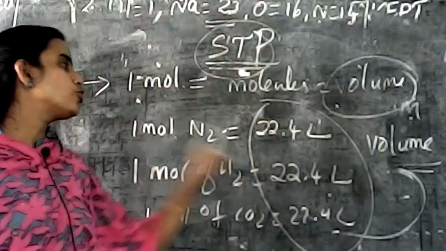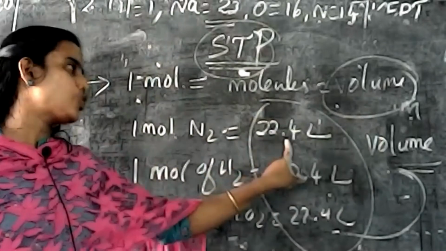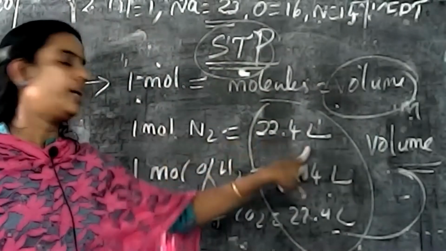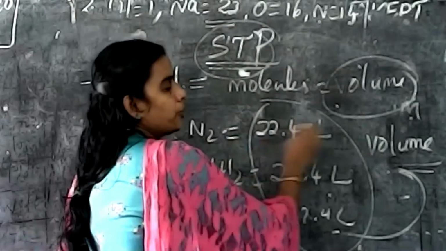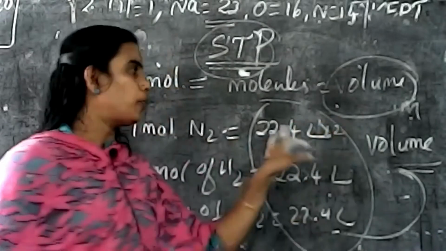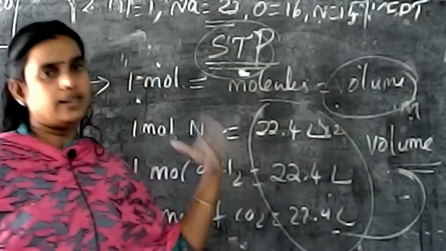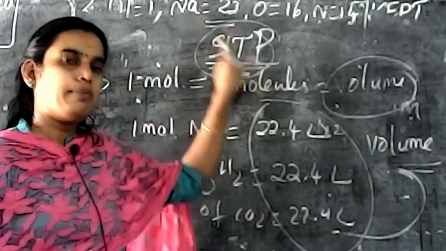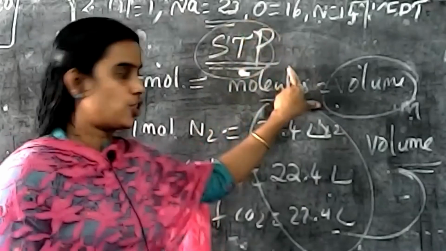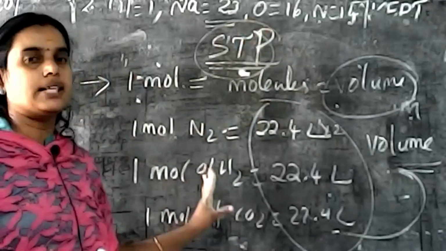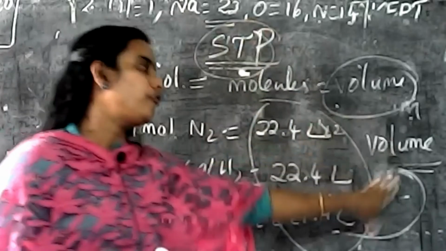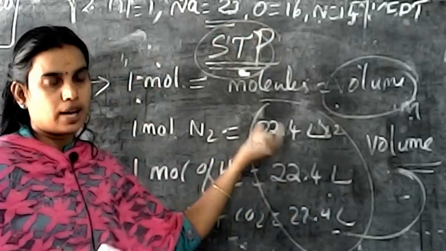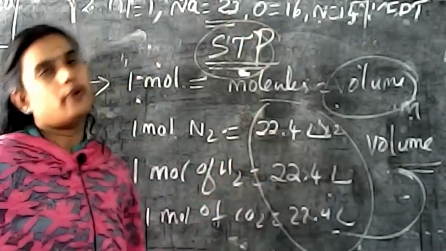Then what about 2 moles? 1 mole represents 22.4 liter, so 2 moles represents 44.8, that is 22.4 into 2. Like this, 22.4 into 3, so we can calculate different numbers. At STP, 1 mole of any gas occupies equal volume. That volume is known as molar volume. The value of molar volume is 22.4 liters.